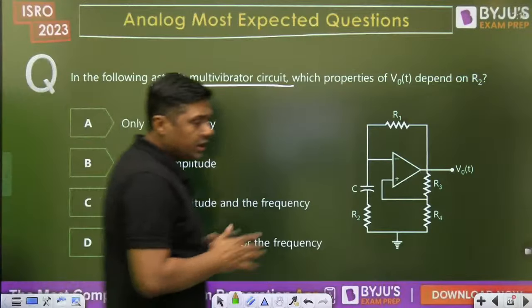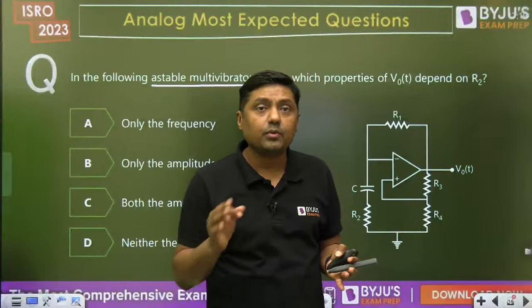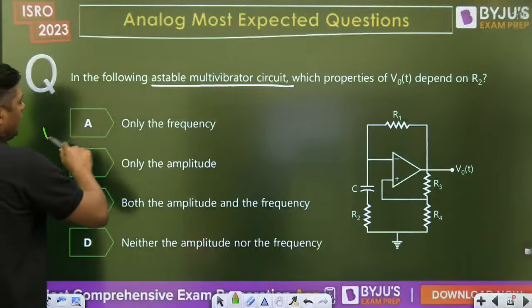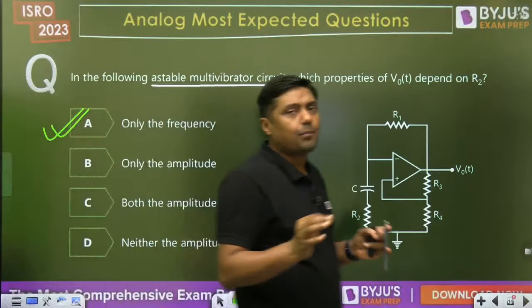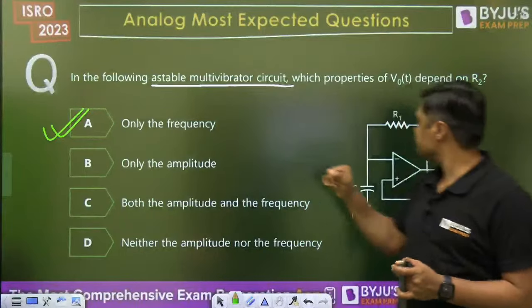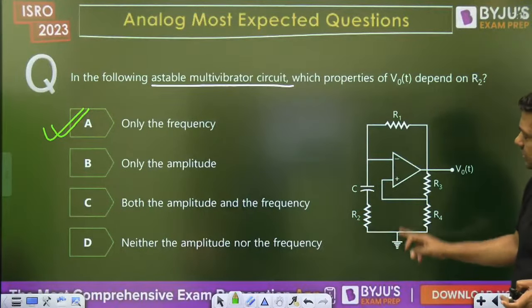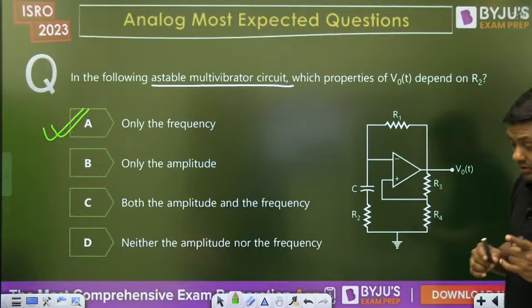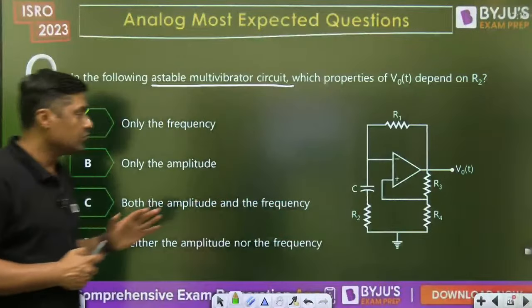That's why the amplitude of the output is independent of that resistor, because amplitude is fixed, plus Vsat and minus Vsat, which depends upon the output. Only the frequency depends upon the R1, this R1 and this R2, an extra resistor connected in series with C. So always remember this. First of all, they will ask the name of the circuit, astable multivibrator. So this is another question.